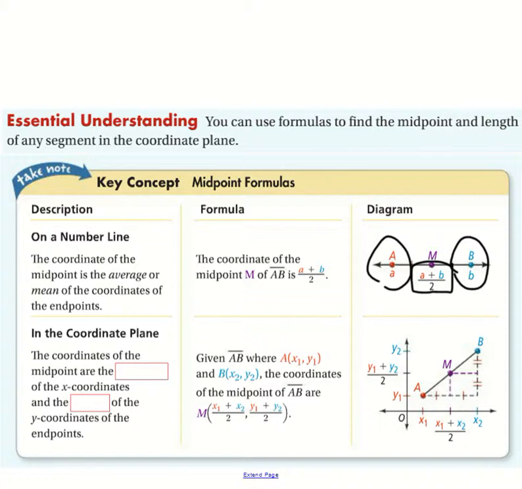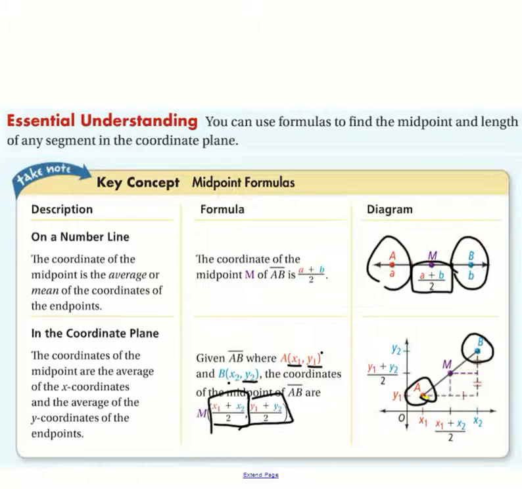Now in the coordinate plane, there are a few more steps. The coordinates of the midpoint are the average of the x-coordinates and the average of the y-coordinates. You actually need to do this twice, because in a coordinate plane, A has two values, its x value and its y value, and B has two values, its x value and its y value. So your midpoint needs to have two values, an x and a y, and so it's the average of the x values and the average of the y values. So let's do some problems with this.